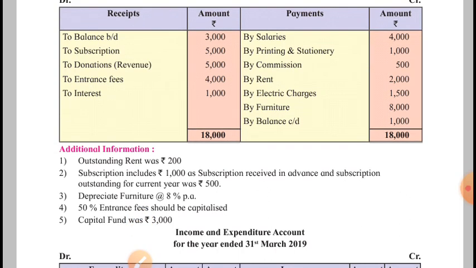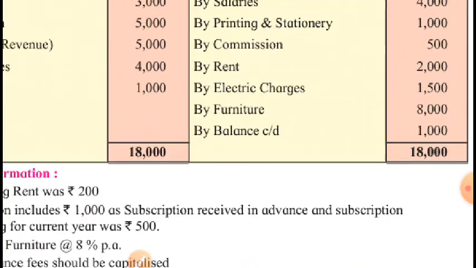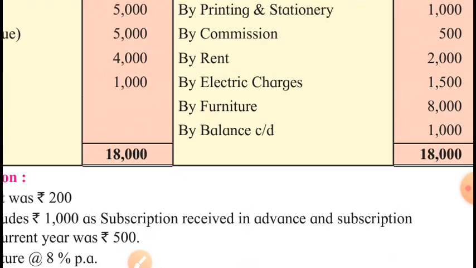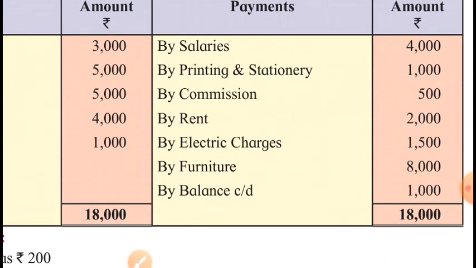And the closing balance of cash also is an asset for the business. At the end of the year we have cash balance of rupees 1000. It will be shown on the asset side. So salaries, printing and stationery, commission, rent, electric charges will be debited to income and expenditure account, and furniture and closing cash balance will be shown on the asset side.